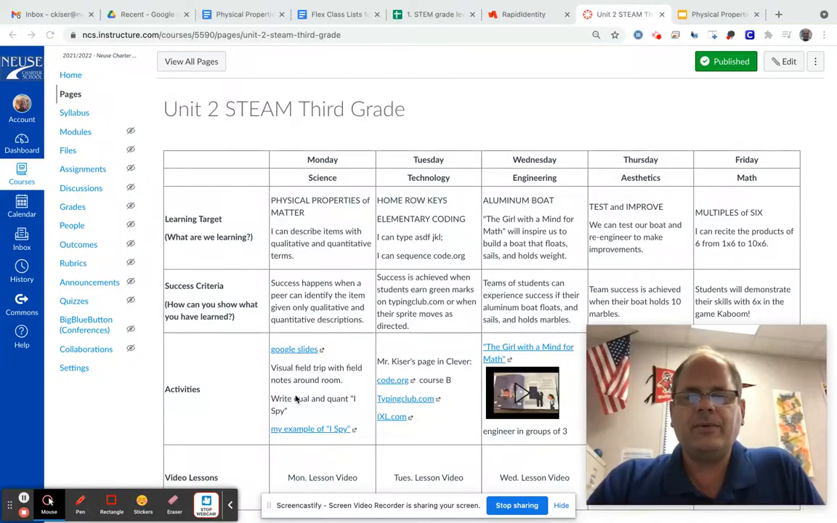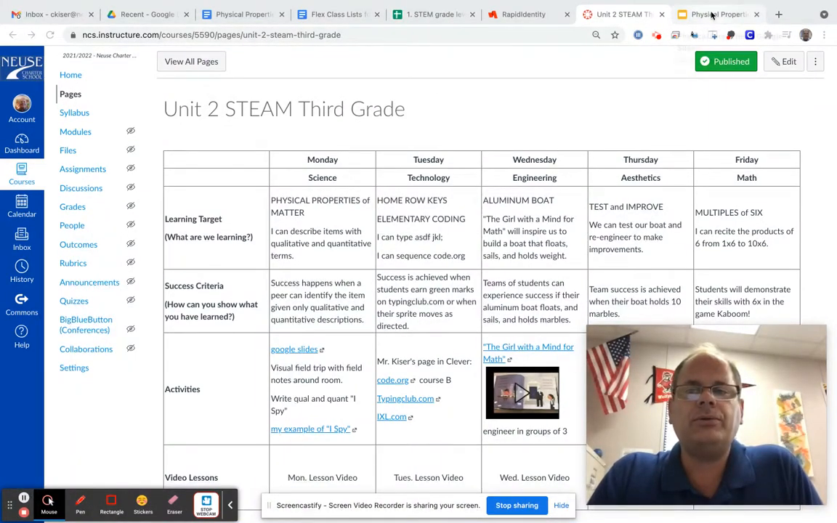Hey, third grade, we are working on physical properties of matter. So, matter is any solid or liquid or gas. Basically, everything on Earth is matter. We're going to use some words to describe the matter, and we're going to use words and numbers to describe it.